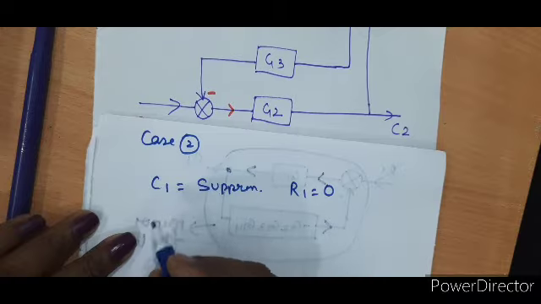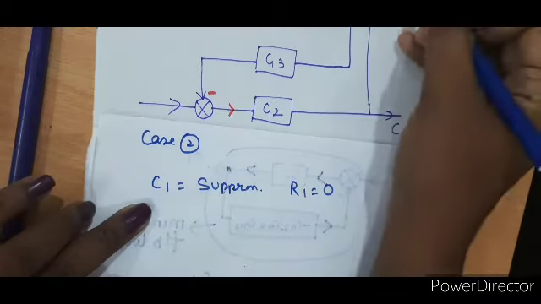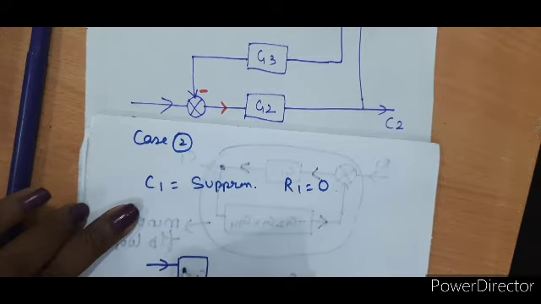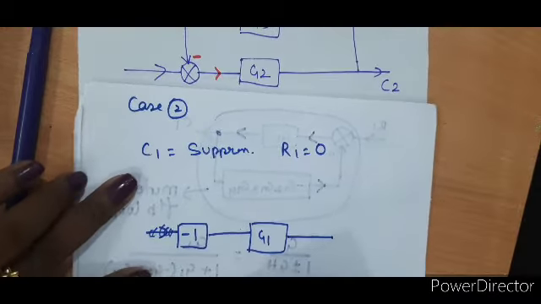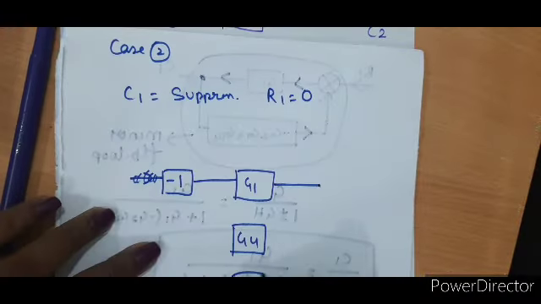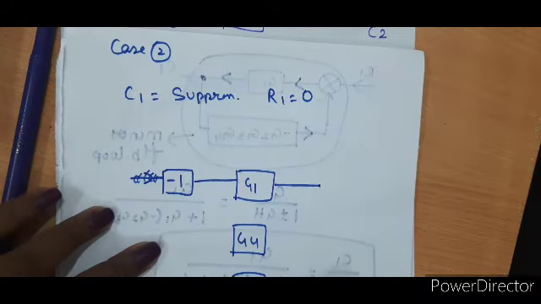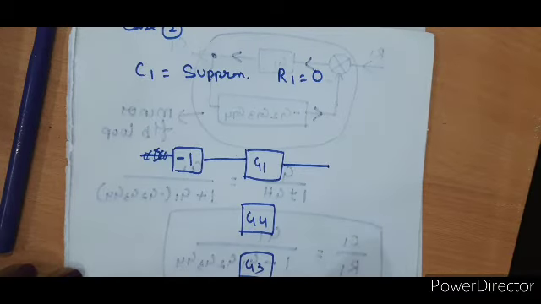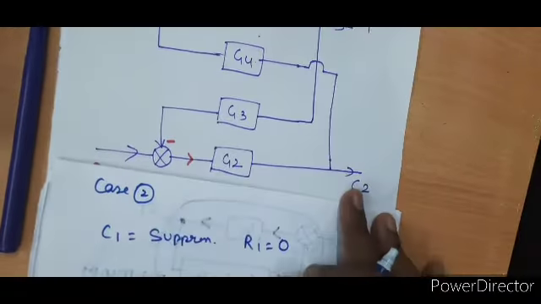Now C1 is not there, so my circuit will be like this. R1 is 0, and when it is 0, it should be mentioned by a block of minus 1. Then this part will not be there. So after minus 1, I have G1. Then let me write all the blocks first: G4, G3, G2. R1 is not there, but R2 is there. When R2 is there, I will have C2 also. So the denominator line is present.